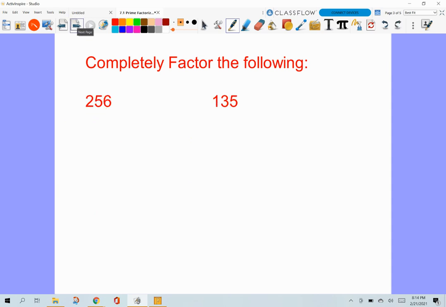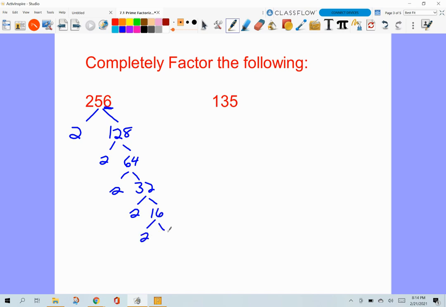All right, 256 and 135. So I'm going to keep this one. You know what? I'm just going to say the first thing I see is that this is even, so it's divisible by 2. So I'm going to make that 2 times, that's 128. And that is 2 times 64. And that is 2 times 32. 2 times 16. Keep going and going and going until you can't break this thing down anymore.